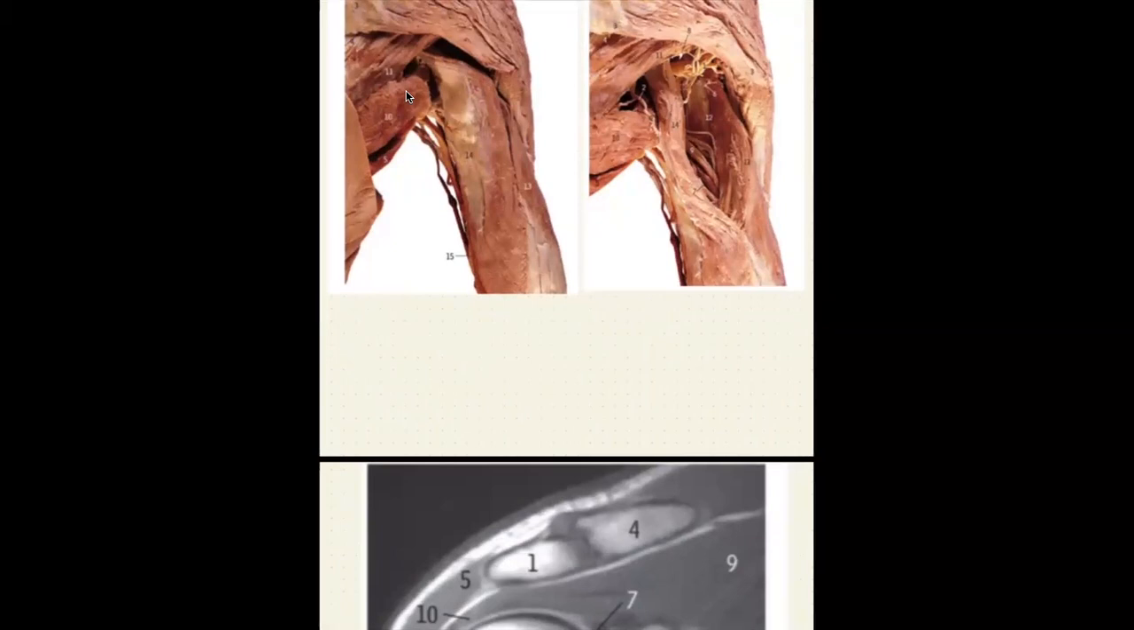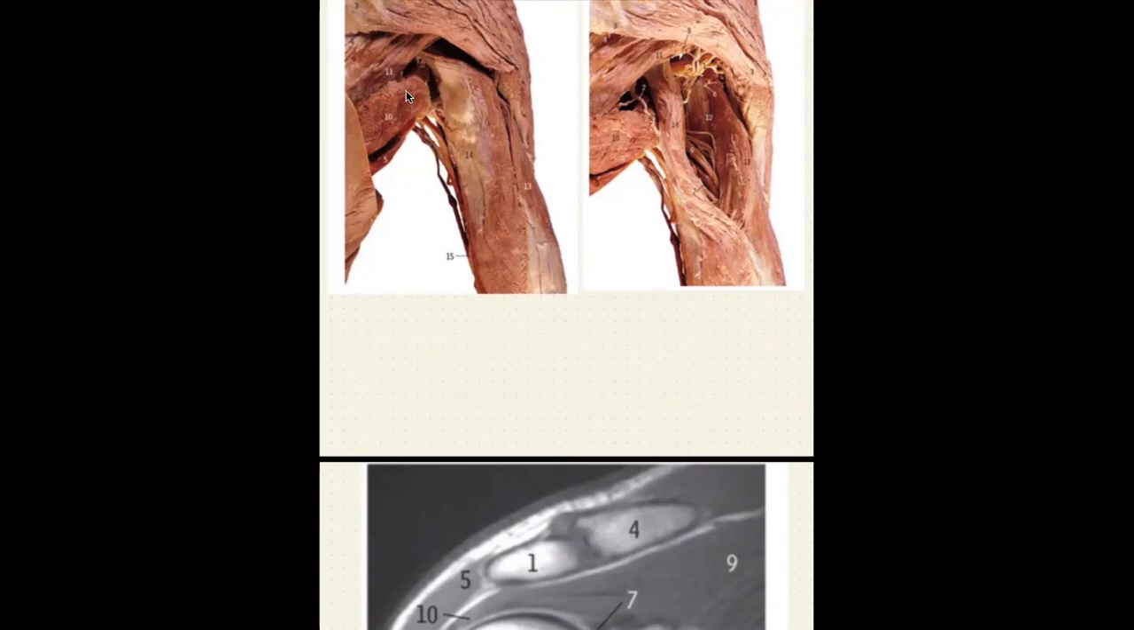Could you tell me the branches of the subclavian artery? It has VITAMIN D/C: V is vertebral artery, T is thyrocervical trunk, then the internal thoracic artery, costocervical trunk, and then the dorsal scapular artery.